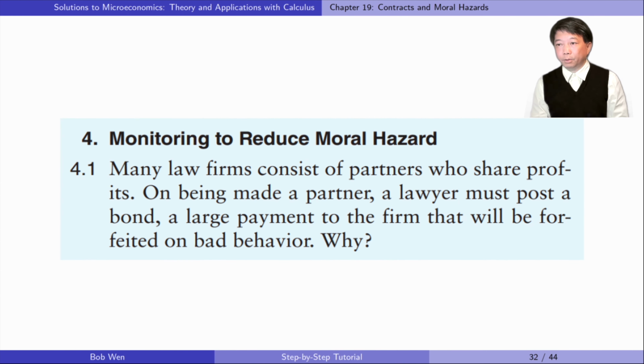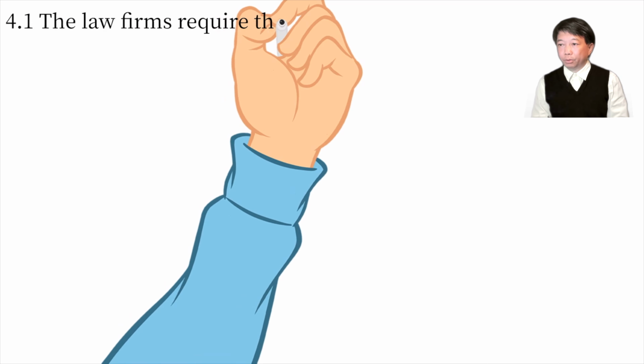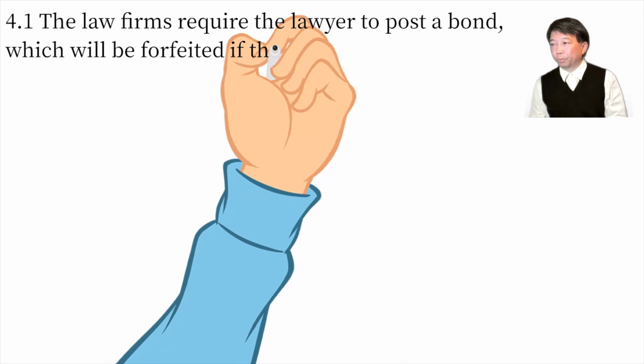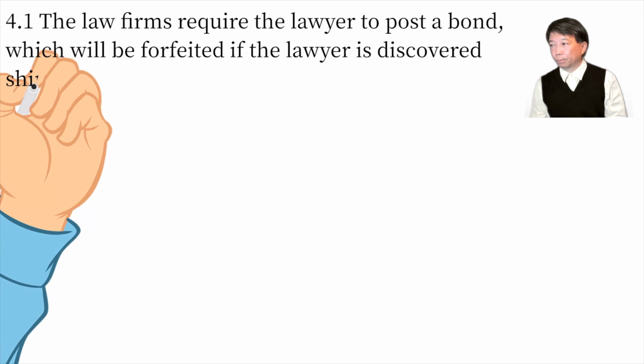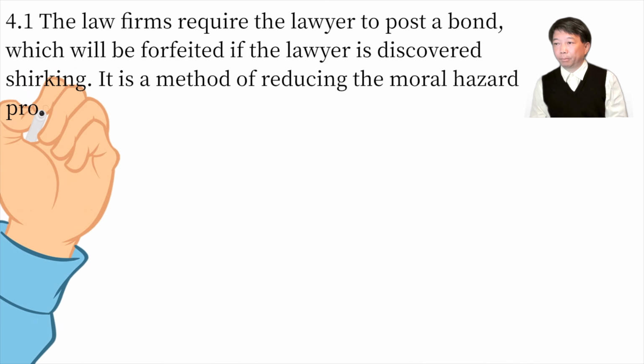Let's go to exercise 4.1. Many law firms consist of partners who share profits. On being made a partner, a lawyer must post a bond, a large payment to the firm that will be forfeited on bad behavior. Why? The law firms require the lawyers to post a bond, which will be forfeited if the lawyer is discovered shirking. It is a method of reducing the moral hazard problem.